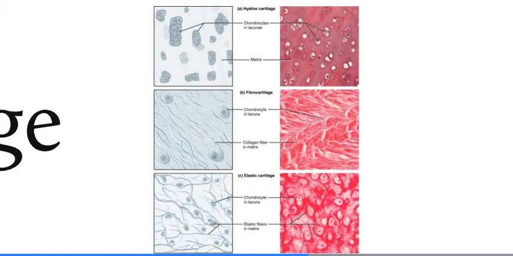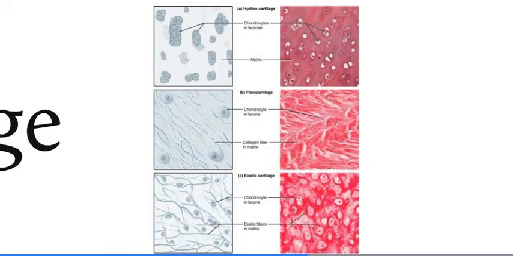Fibrocartilage is found in really three places that we're concerned with, which is the intervertebral discs, the pad of cartilage in between the vertebral bones in the vertebral column, the pubic symphysis, which is another pad of cartilage where the two pelvic bones come together in front at the pubic arch. And then in the knee, there are structures called menisci. There's the medial and lateral menisci, which are also fibrocartilage.